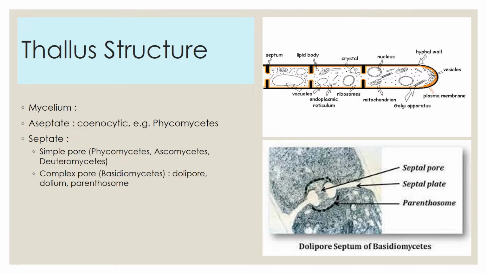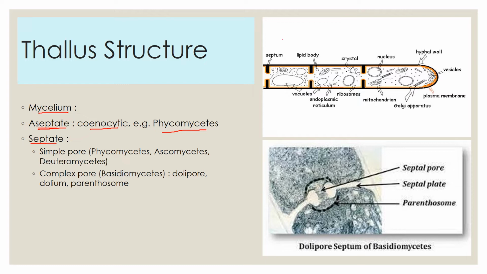So this aseptate mycelium forms septation only at the time of reproduction, and so it is coenocytic. This type of mycelium is found in the lower fungi, that is the Phycomycetes. We know that a collection of many hyphae, when it reaches massive proportion, is called mycelium. So mycelium is aseptate, and when it is septate, septations are formed.